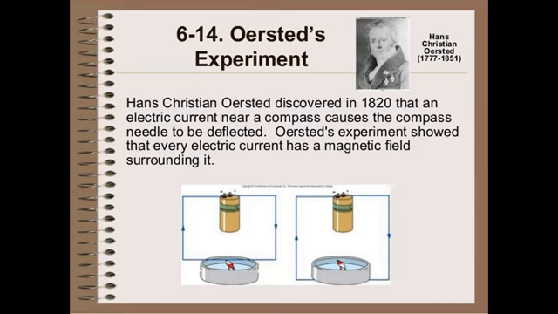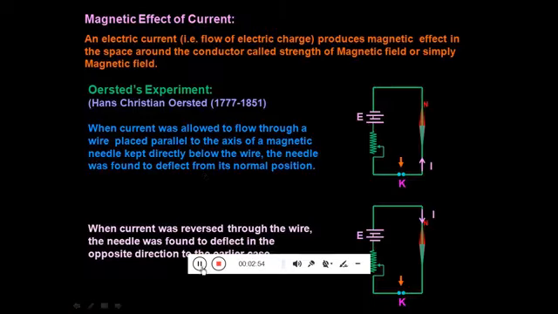Now what was the conclusion? That a current carrying wire or electric current has a magnetic field surrounding it. So wherever there is electric current flowing, there is a certain magnetic field around that wire. So an electric current, that is flow of electric charges, because flow of electric charges makes electric current, and electric current produces magnetic effect in the space around the conductor called magnetic field.